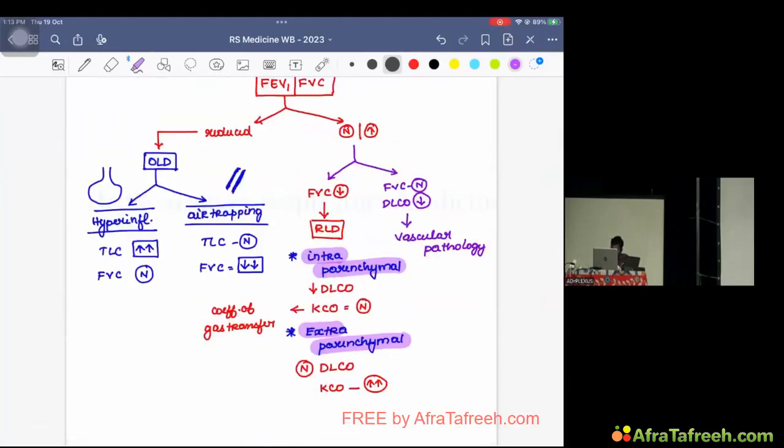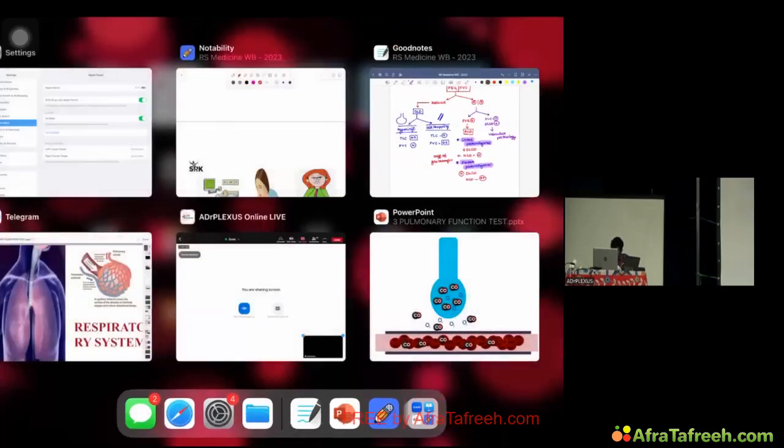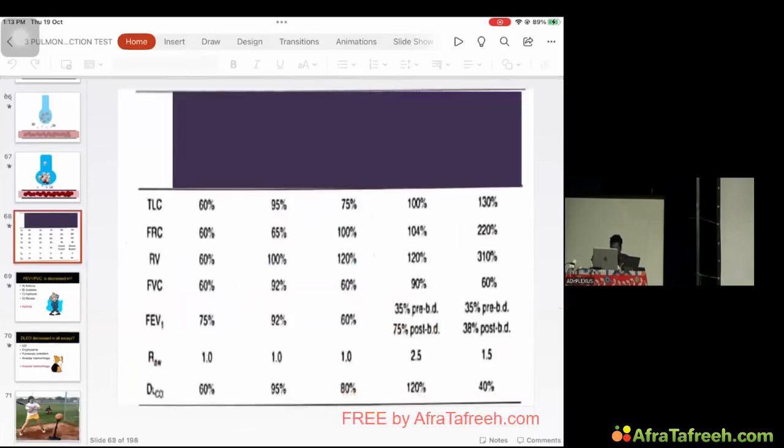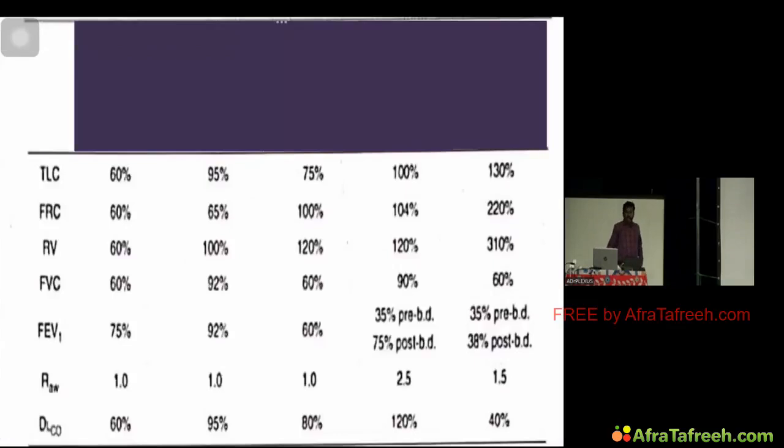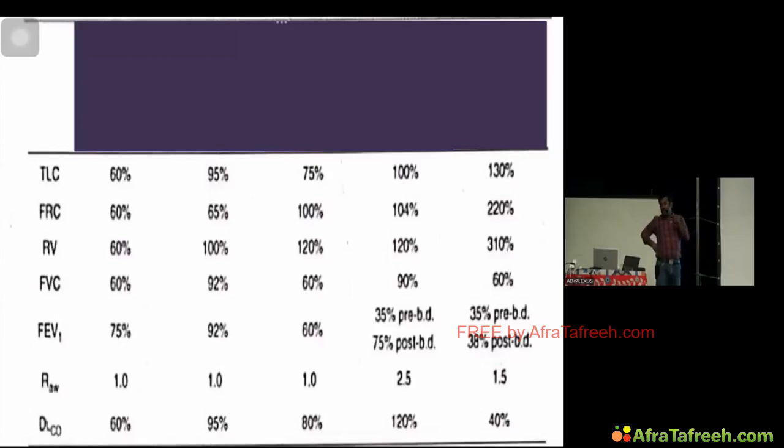Now coming to a scenario where you're going to tell me the answer. We have a few scenarios here. You tell me the answer for each scenario. Where will KCO be increased? Extraparenchymal. Where will KCO be normal? Intraparenchymal. What is the first scenario?